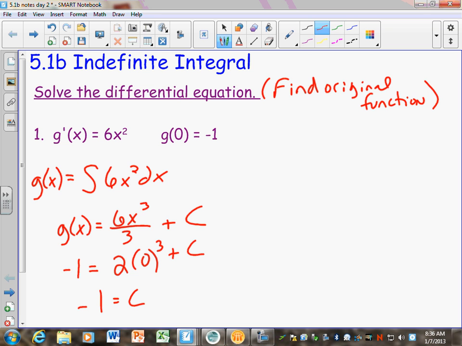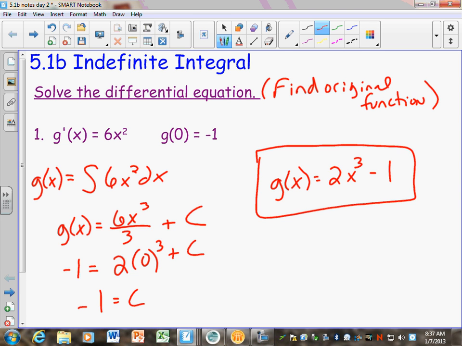And could I write my final equation now for g of x? Don't forget to do that, just like back in the day when we were writing slope equations. Don't forget to go back. C is -1, so I'm going to say g of x equals 2x cubed minus 1. Super great thing about these, could you take the derivative of this and make sure that it equals the derivative over there that you started with? Yeah, so you can check your work as you're doing this. That's not so bad, right? It's a good Monday morning calculus activity.